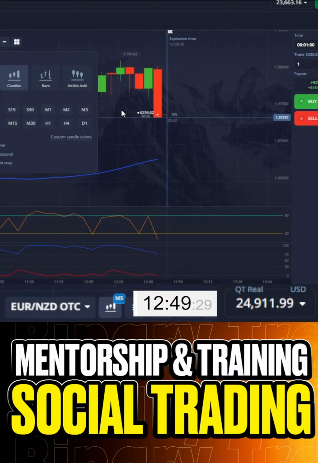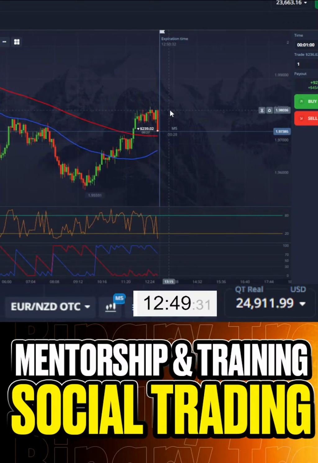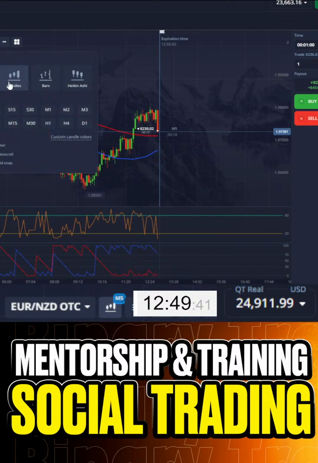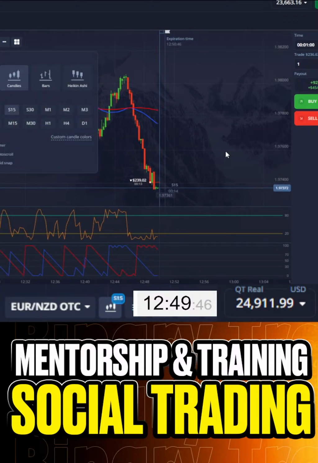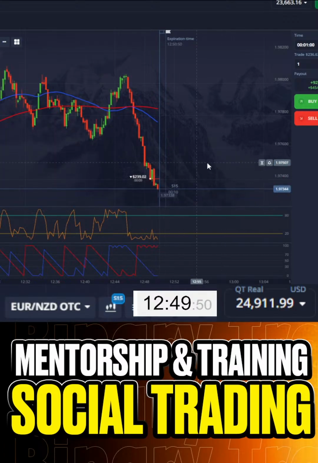Let's take a look at this. Right now we see that the trend is downward and it was a deep correction, and right now it goes down. And let's follow our trend on S15 and we will see what the market is going to give us. We are just following the trend. We will do nothing more, nothing less. And we have 5 seconds more.